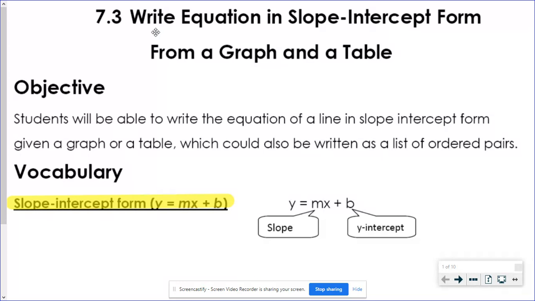But if I give you the table of values, you should be able to get the equation without having to actually graph it. So slope-intercept form, one more time, is y equals mx plus b. Remember, the slope is how we move, and the y-intercept is where we begin.